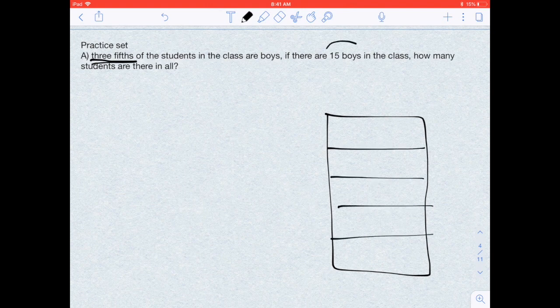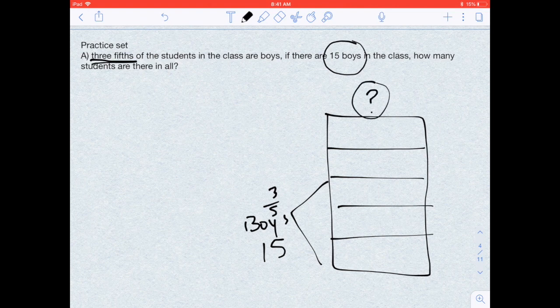Okay, there are 15 boys in the class, so we said 3/5 was boys, and that this is 15 total for the boys. How many students are there in all? So I'm trying to find my total. So I'm going to take my 15 and give it to these three boxes, right? Because 3/5 were boys, so this only applies for these three boxes. So 15 divided by 3 gives me 5. So 5, 5, 5.